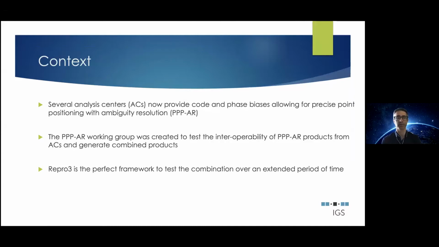There are already several analysis centers who now provide code and phase biases that allow for precise point positioning with ambiguity resolution. So a couple of years ago, the IGS created the PPP-AR working group to first test the interoperability of the PPP-AR products, and now to generate the combined products. And Repro3 really is the perfect framework to test the combination over an extended period of time.